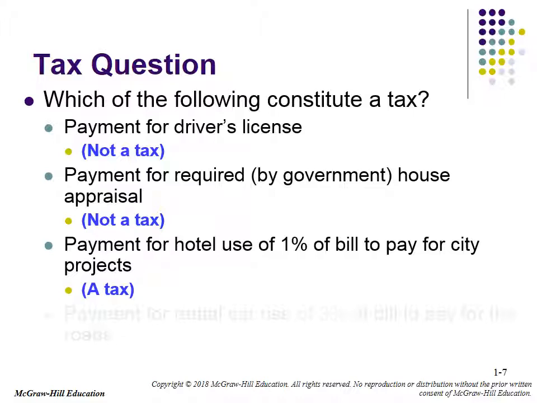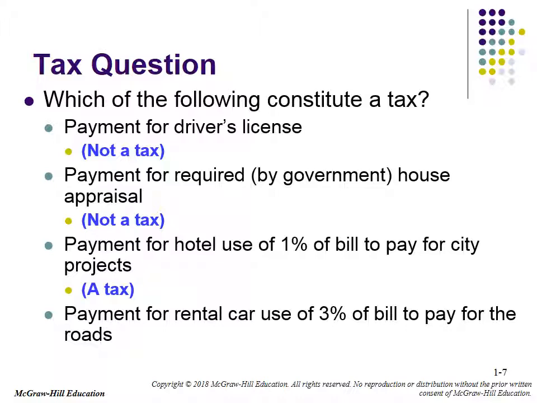A payment for the rental car use of 3% of bill to pay for fixing of the roads. Again, it's a payment required. It's being paid to the government, but the payer is not receiving a direct benefit out of it like you would from a driver's license fee or the house appraisal fee. It's going to general road maintenance, that tax. So that's what makes it a tax.